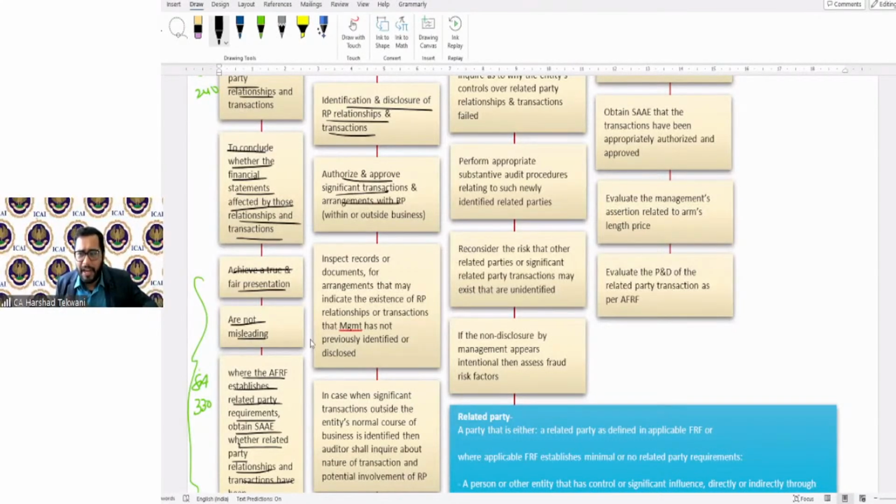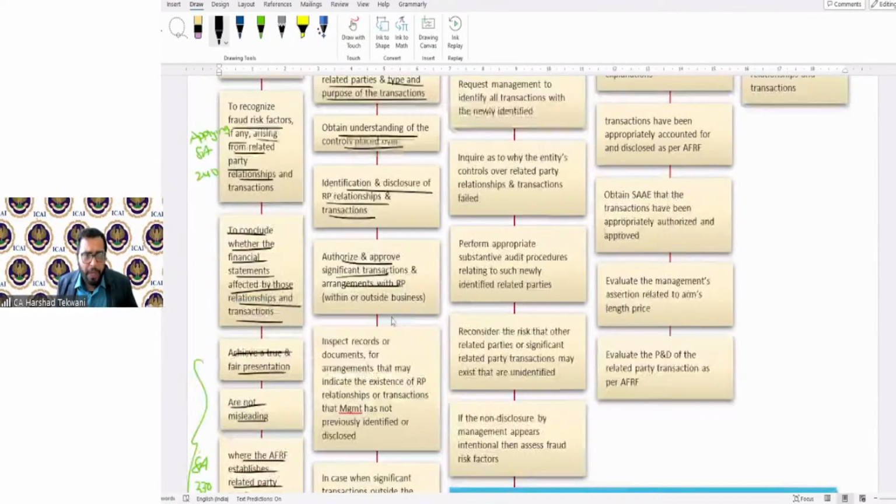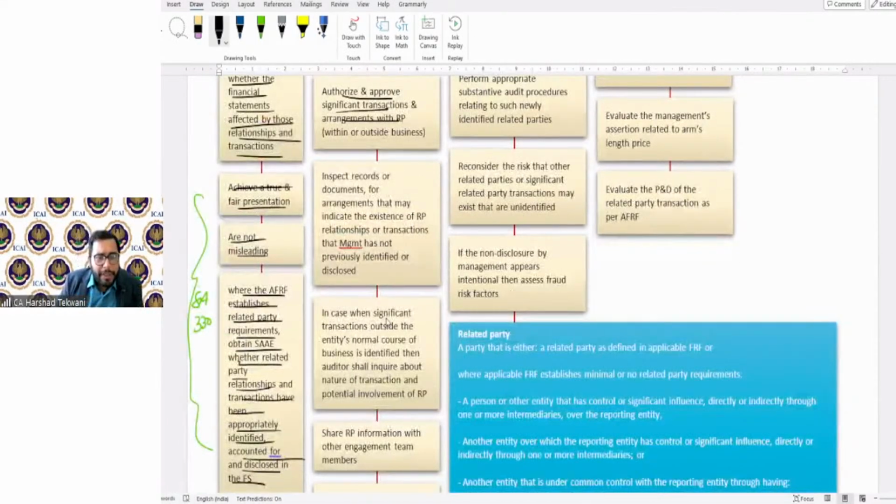Let's say in case this is a related party, you need to consider what the requirements of laws and regulations are with respect to related party transactions. Then you need to understand whether there are controls behind that particular requirement. For example, the Companies Act requires compliance under Section 188. Whether there is a process within the company which helps the company to comply with Section 188. So that is understanding the entity.